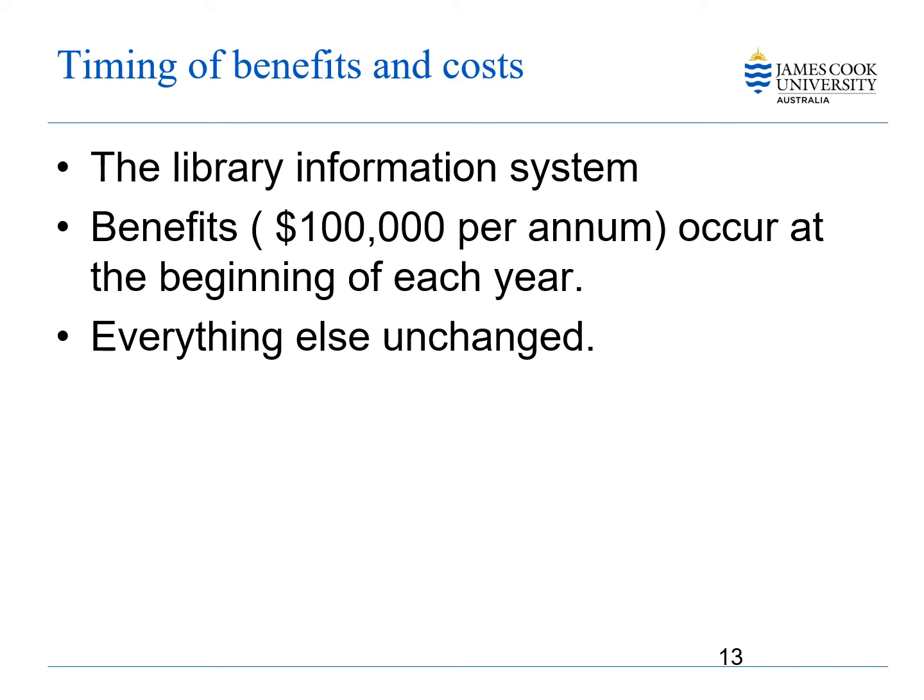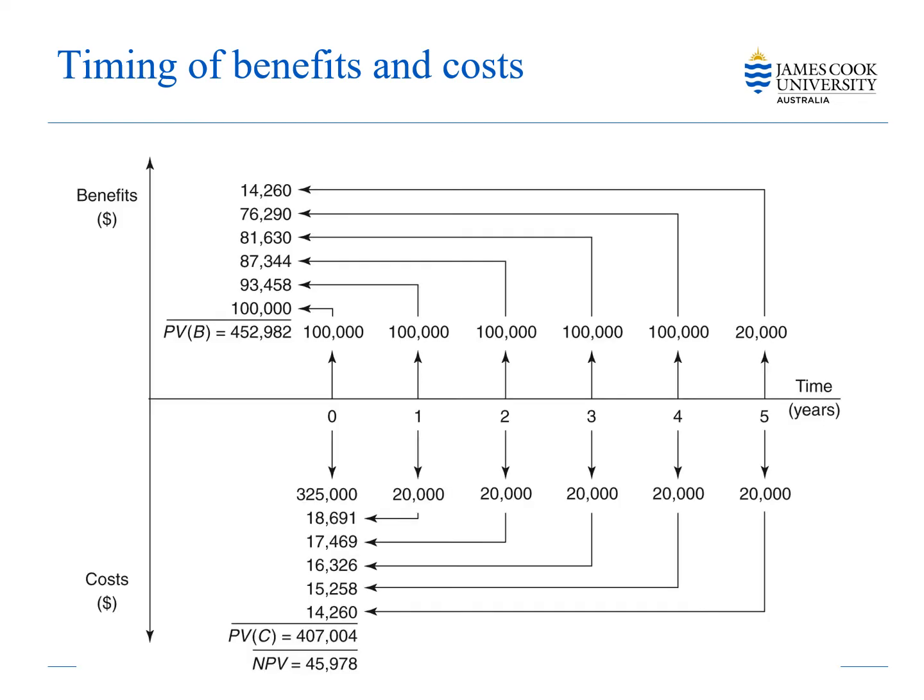Okay, so that's the task. Or that's actually the second task now. Benefits occur at the beginning of each year, everything else unchanged. So what is the associated NPV? Beginning of the year, we can see that this occurs at the beginning of the year. So the first term is already at the beginning of year 1, which is year 0, which is present value. So you don't need to discount.